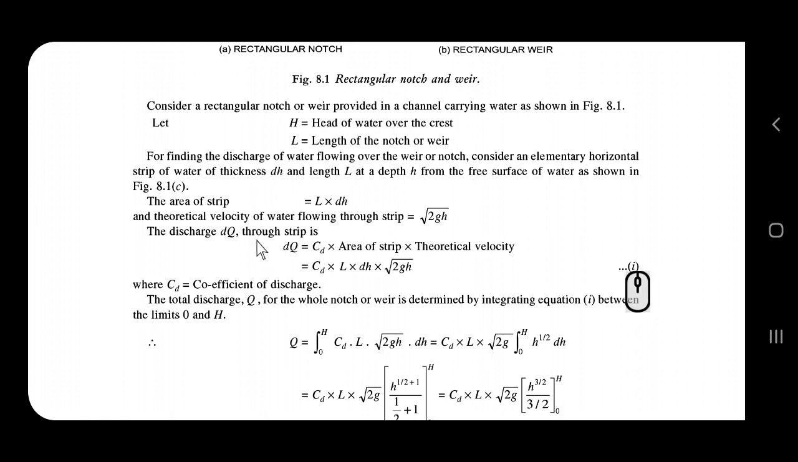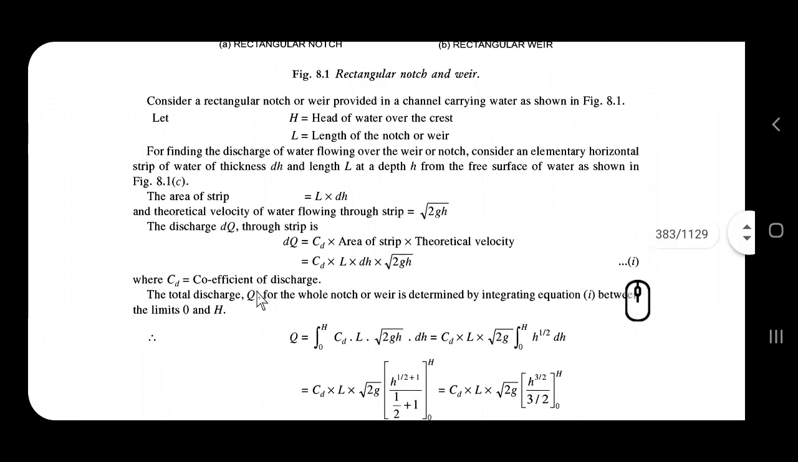And elementary discharge is represented by dQ. So dQ is equal to Cd, the coefficient of discharge, into the area of the strip into the theoretical velocity. All of those values we have known. So Cd into capital L into dh into root 2gh. Cd is the coefficient of discharge.